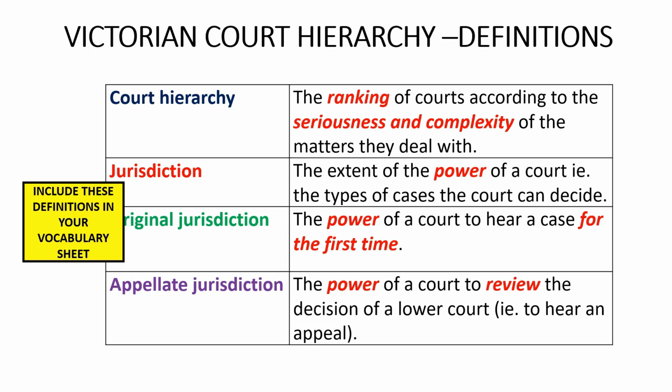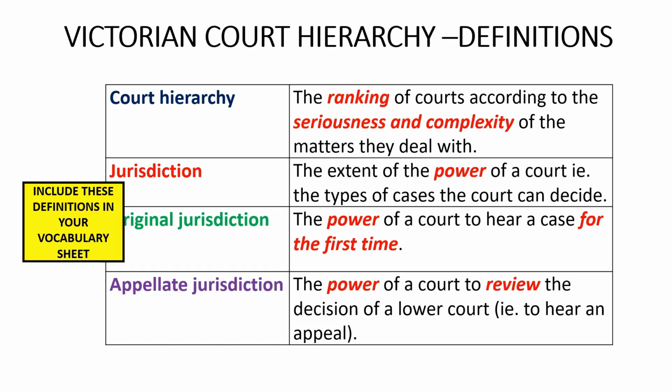So, for example, the Magistrates Court has original jurisdiction to hear civil disputes of up to $100,000 because when a plaintiff sues a defendant for an amount of $100,000 or less, the plaintiff can bring this case to the Magistrates Court. The second kind of jurisdiction is appellate jurisdiction.